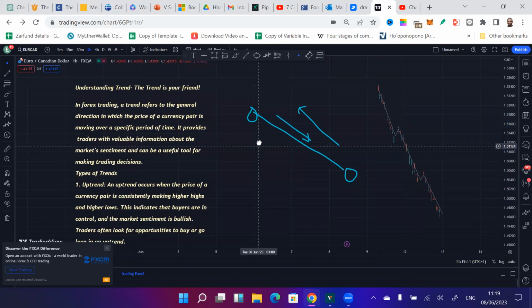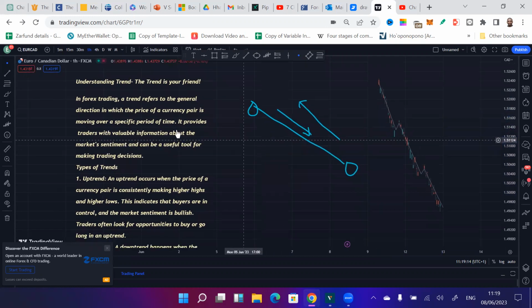So now there are different kinds of trends. Let's first of all explain this. In forex trading, a trend refers to the general direction in which the price of a currency pair is moving over a specific period of time.